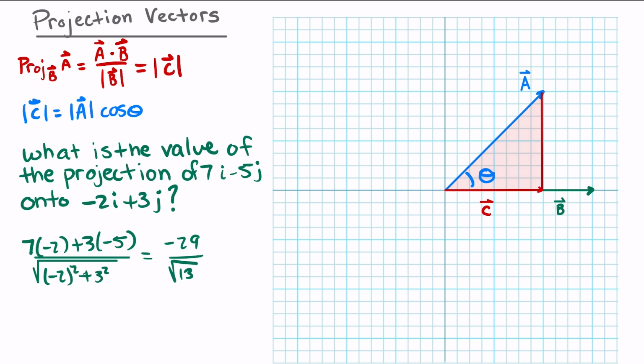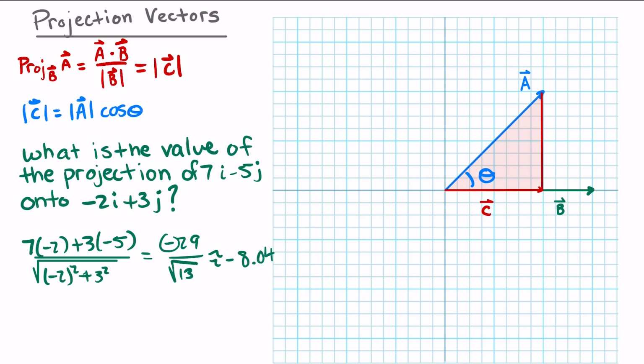Now, this is an irrational number, so the best I can do is an approximation if I want to give you something with a decimal. But if I put this in the calculator, I should get something approximately negative 8.04, negative 8.04, that is. Don't forget about this negative sign here. This value represents the magnitude and a hint at the direction of the vector, suggesting that it's opposite to our base vector, negative 2i plus 3j hat.